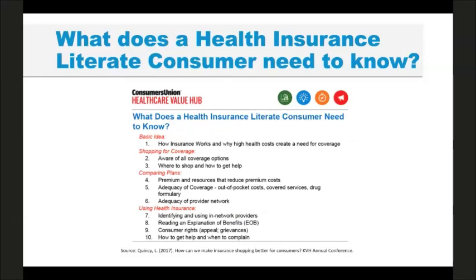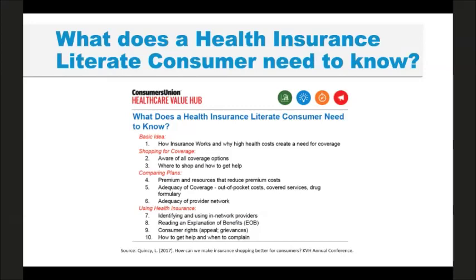And finally, and sometimes most importantly, once people have coverage, it doesn't necessarily mean they know how to use it appropriately to make those timely and appropriate healthcare decisions. So they need to know how to use their insurance. They need to know how to identify and use the in-network providers. They need to understand their explanation of benefits when it's mailed to them. They really need to understand their consumer rights to appeal and submit grievances.